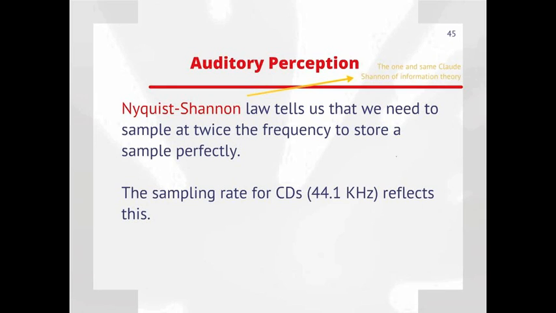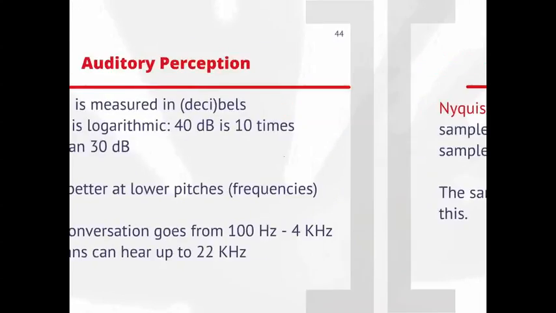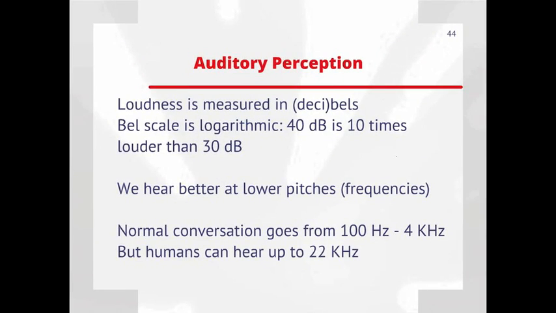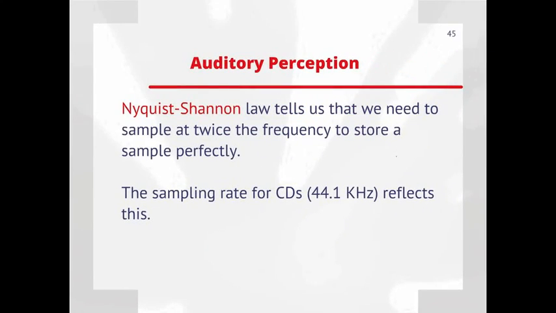So recall on the last slide that humans can hear up to 22 kilohertz. If you double this rate, that's 44 kilohertz. And we choose 44.1 kilohertz, but otherwise, the reason why we sample CDs at this rate is basically because that's the dynamic range that humans can hear.